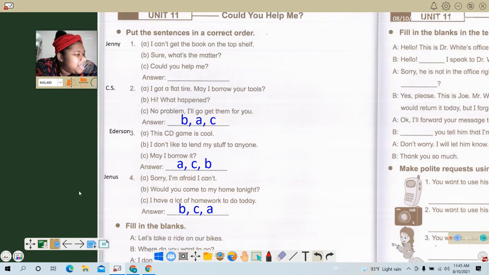Do you think this is correct? Who says this is correct? Raise your hand. Come on. Janus, you need to raise your hand. You answered this. Raise your hand if you think this is correct. Eugene, what's the answer?